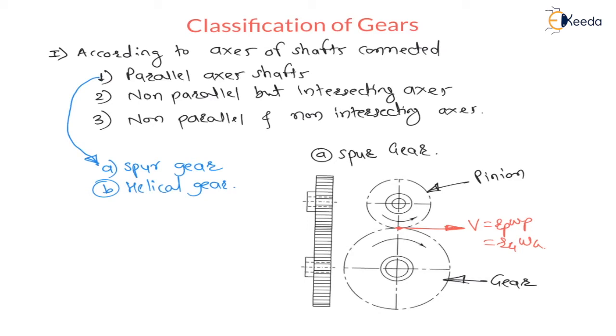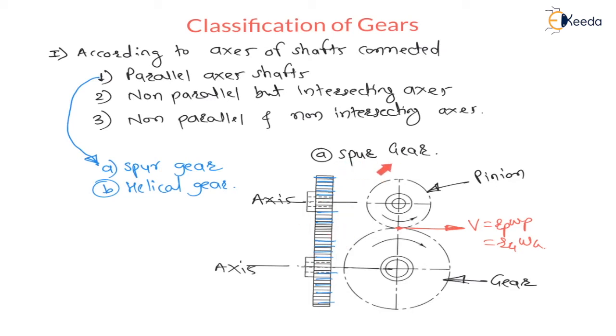Now in another view, this is the axis of pinion, and here is the axis of gear. On these, the teeth are cut, and the teeth are parallel to the axes. The second very important point is that the teeth are straight and parallel to the axes.